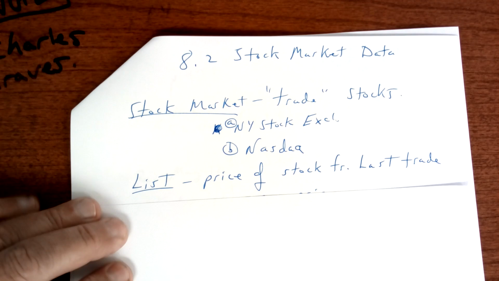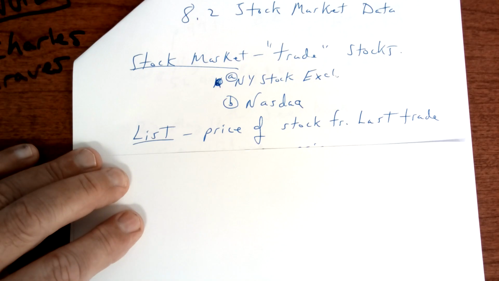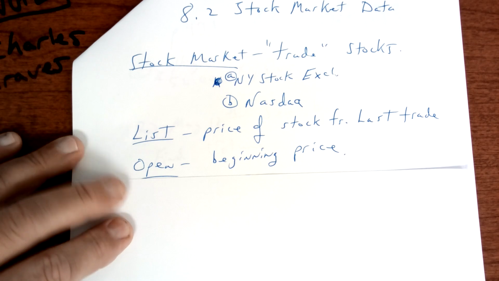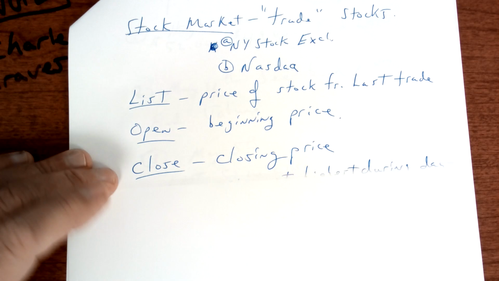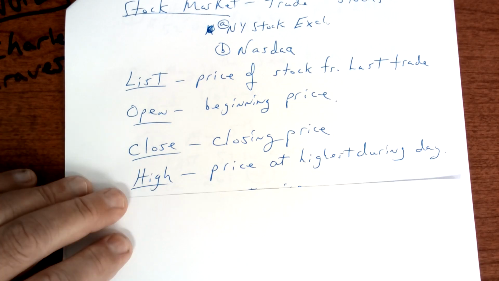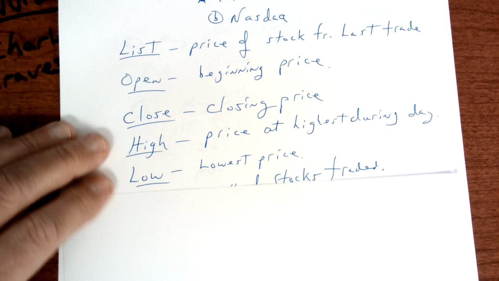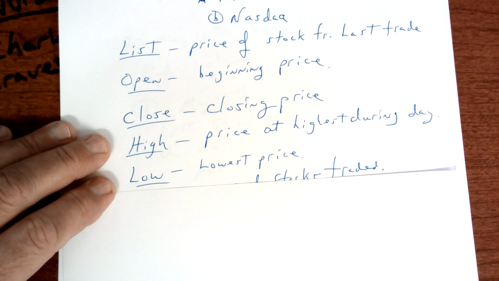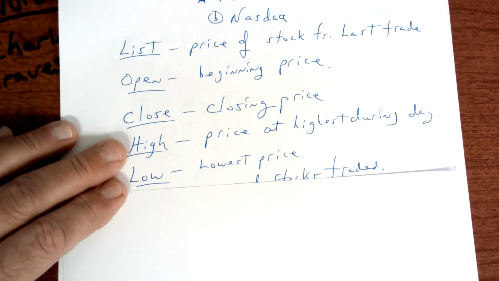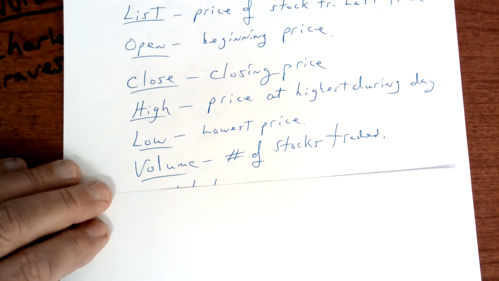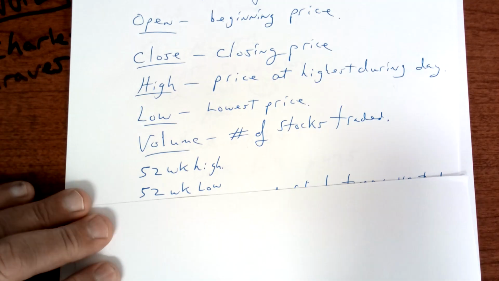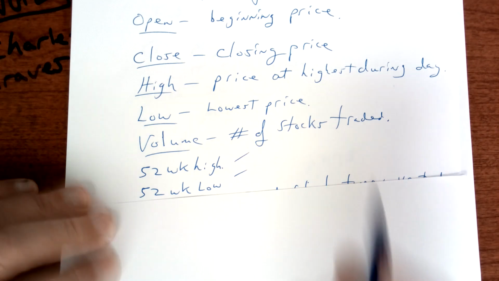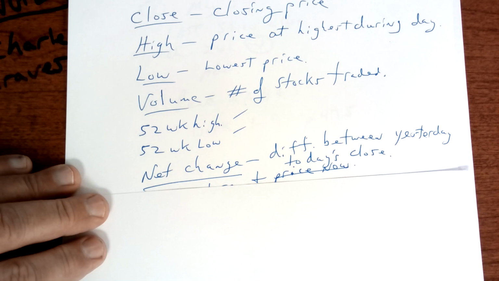Last is the price of the stock when it last traded. Open is the beginning price. Close is the closing price. High is the highest during the day, and low is the lowest during the day. So that way you know whether or not you want to buy or wait and see what happens. Volume is the number of stocks that are traded. You have a 52-week high and a 52-week low in prices, and probably volume as well.